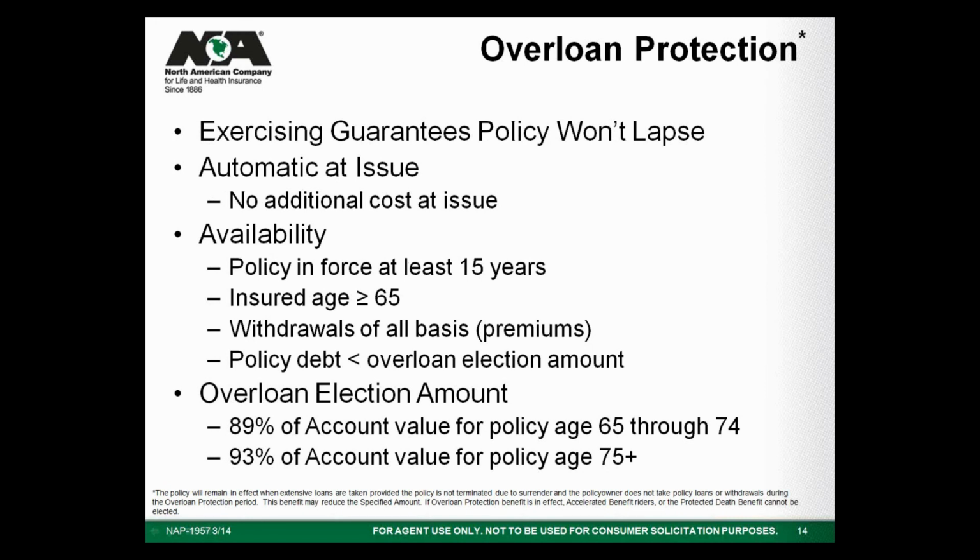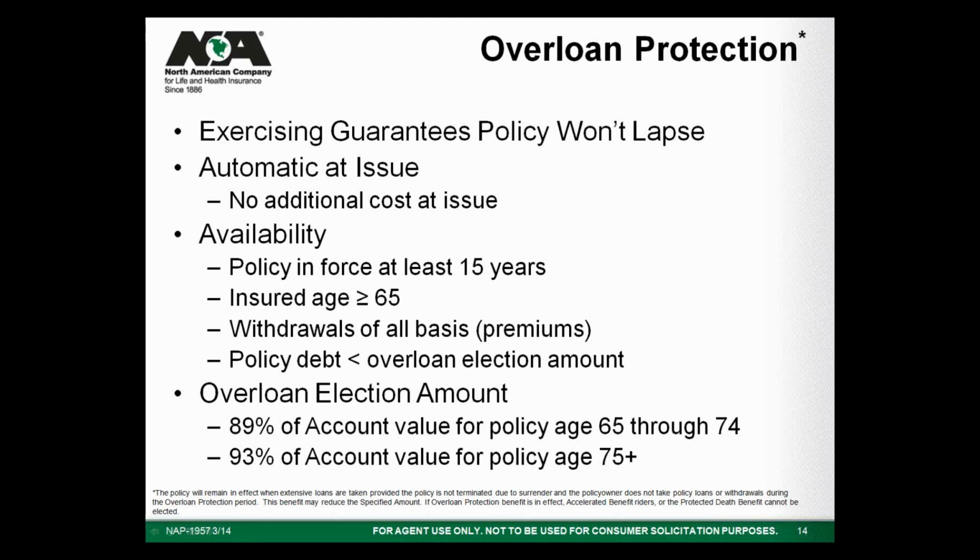We have our overloan protection benefit built right into the product. Exercising the guarantee, basically it's saying that we're not going to lapse the policy. It's available on any policies that have been in force at least 15 years and the insured is greater than or equal to age 65, withdrawals of all basis, and the policy debt is less than the overloan election amount.